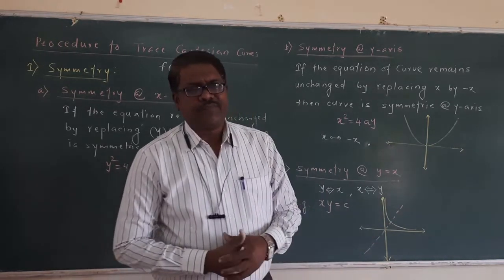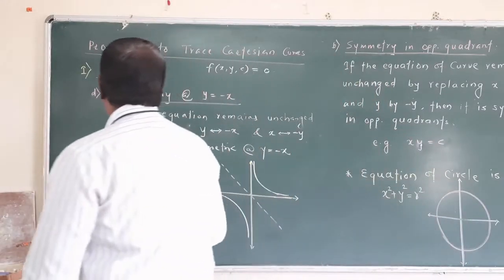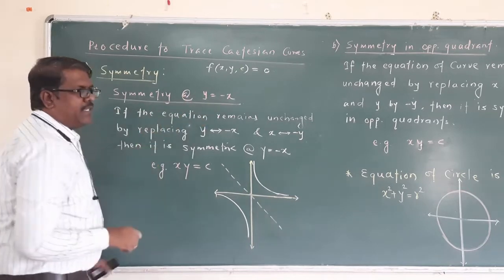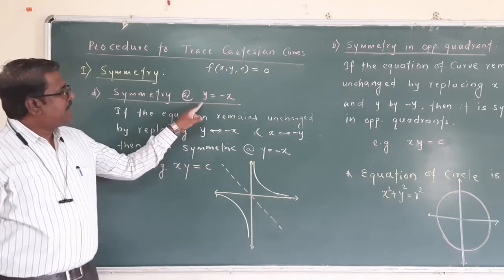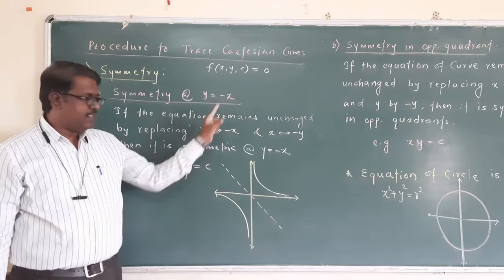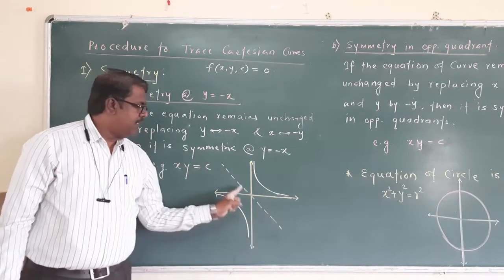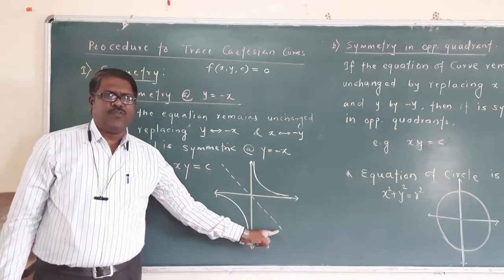Okay. The next point of symmetry is symmetry about the line y is equal to minus x. So friends, what is this line y equal to minus x? So this dotted line which I have drawn here, its equation is y equal to minus x.